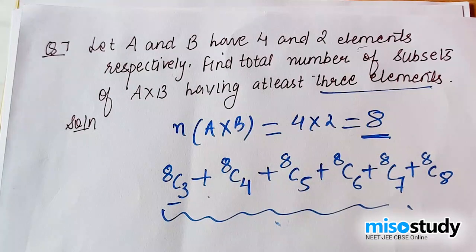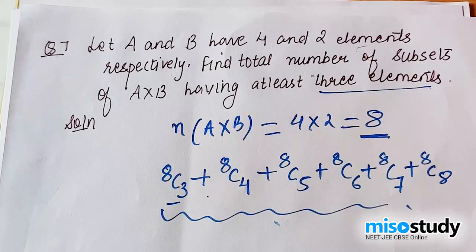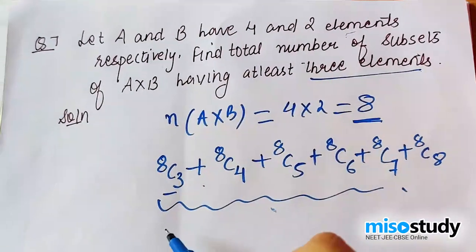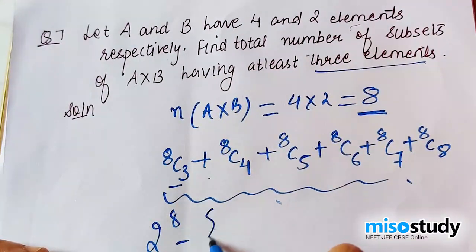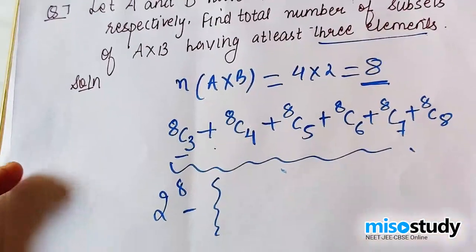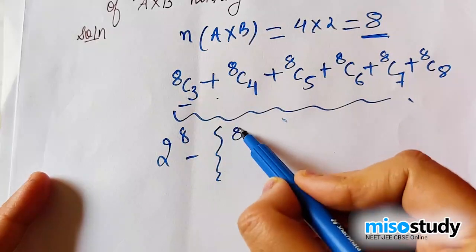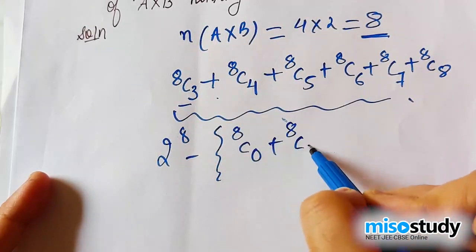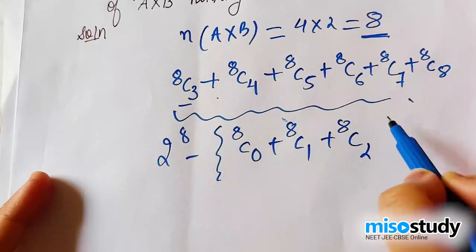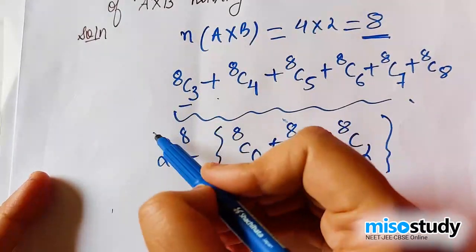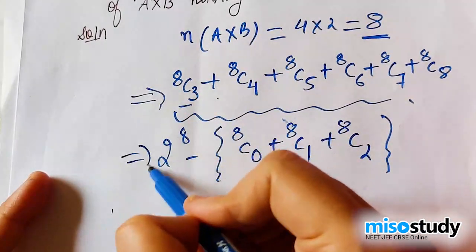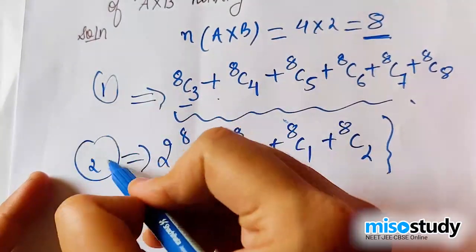There is another way of doing it. Total number of subsets minus subsets having just 1 element, minus subsets having just 2 elements, and minus subsets having just 3 elements. That is, the total number of subsets would be 2 to the power 8 minus, in how many ways you can form the subsets having 0 elements. Similarly this and similarly this. This is also the way. The two will give the same answer either this way or this way. So this is the first method and this is the second method.